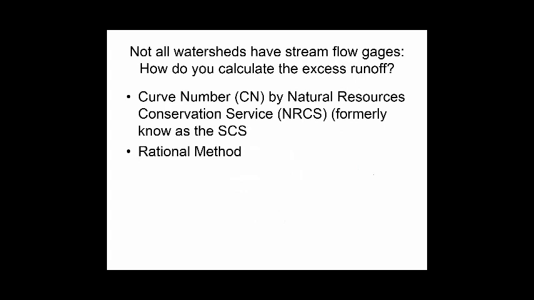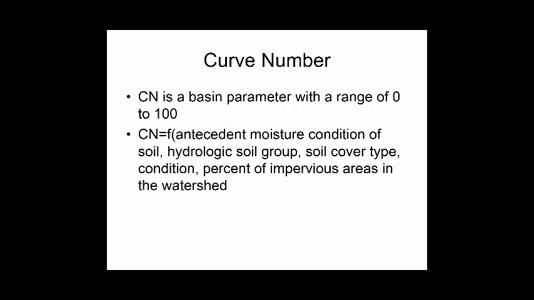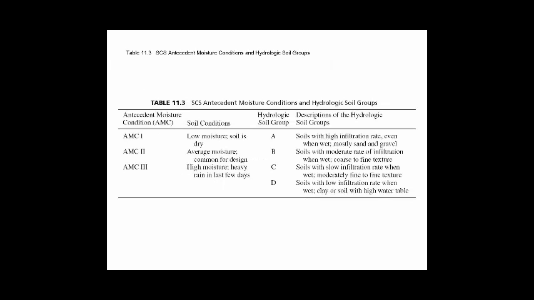So let's say we don't have a stream flow gauge. How do you calculate that excess runoff? Well, there are two methods, the curve number method and the rational method. The curve number is a parameter that indicates how much runoff is generated from a storm, and it goes from 0 to 100, and it depends on different features like antecedent moisture condition of the soil, hydrologic soil group, soil cover type, and percentage of impervious areas.